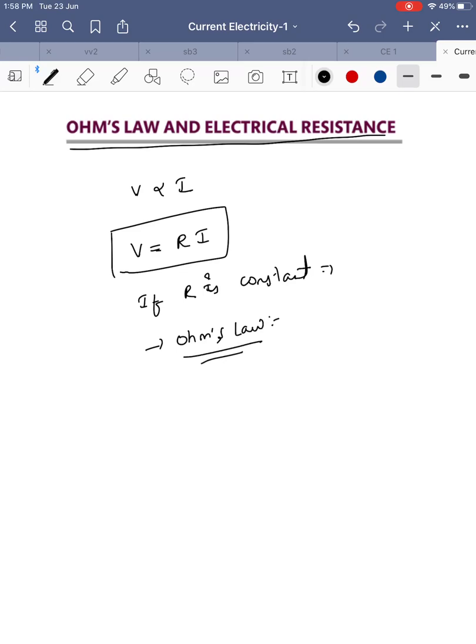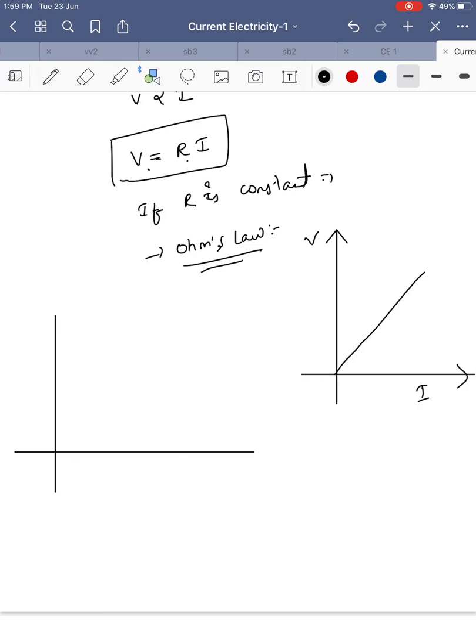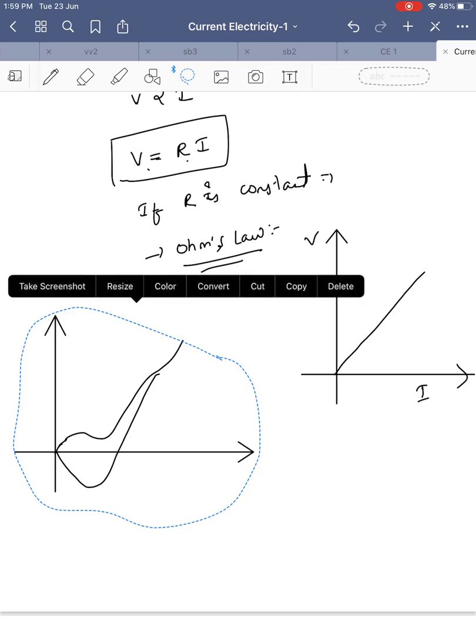If a material is obeying V is equal to IR, the graph of voltage versus current will be a straight line. If it is a straight line passing through the origin like this, then it is said to be obeying Ohm's law. Other graphs of voltage versus current sometimes go up and follow different shapes, sometimes go down and come back. These are not linear, R is not constant, so they do not follow Ohm's law.